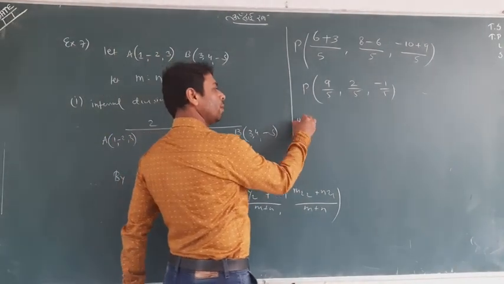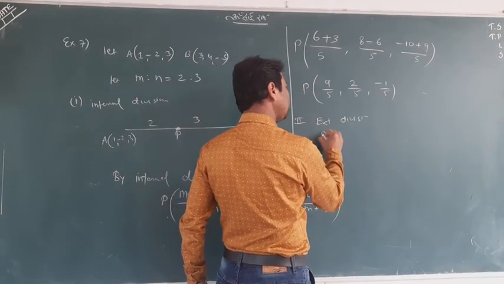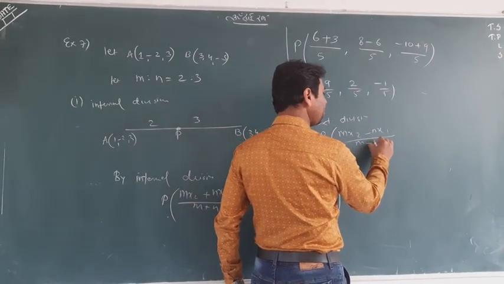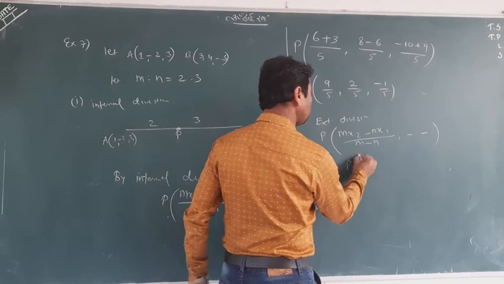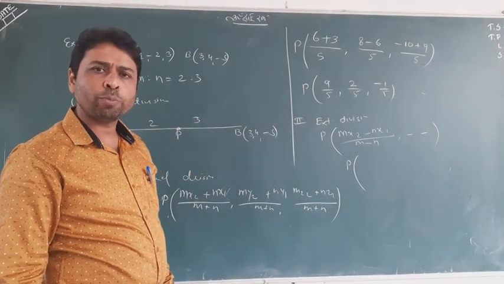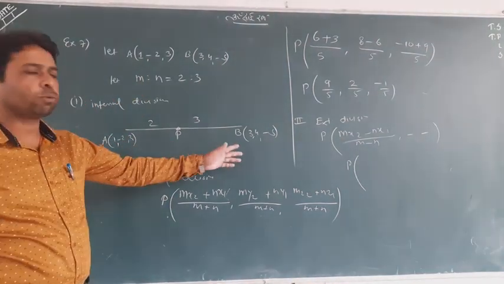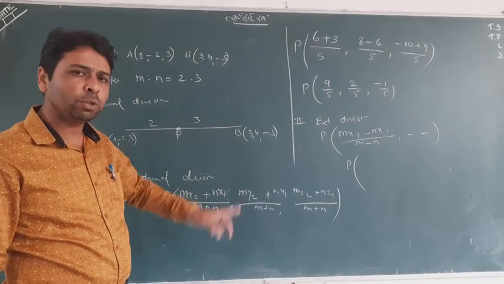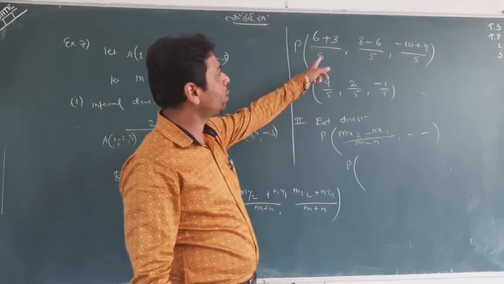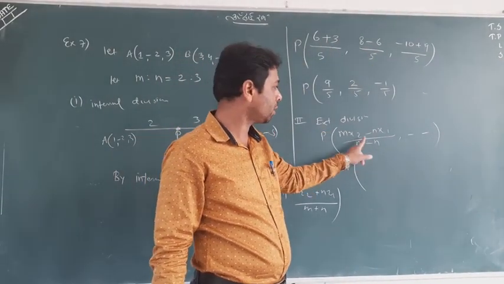Second, external division. So I tell you one thing, write the formula for external division: (mx2 minus nx1) upon (m minus n), and write it by your own, you know how to do it. Don't try to make the picture, because you already know which is x1, y1, z1, which is x2, y2, z2, which is m, which is n. So why make a picture again and again? Put the values directly. Only the middle sign will be changed, because a minus comes there.